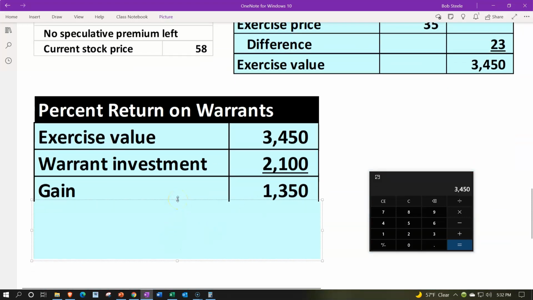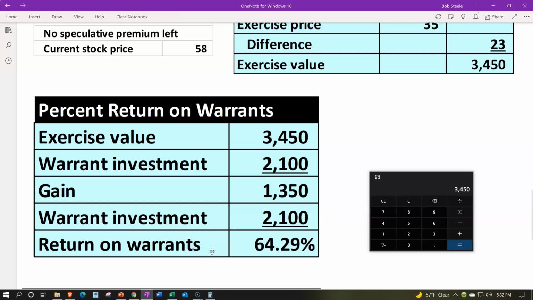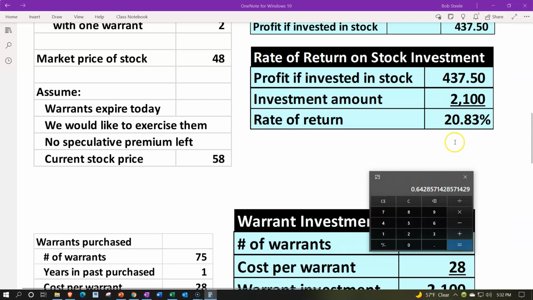And then we can do the same kind of thing, comparing that to the warrant investment to get the percentage gain. So if we take that 1350 divided by the 2100, we get about 64.29%. And again, now we can see the 64.29 being substantially greater than the return if we were to invest that same amount in the stock and we had the same kind of increase in the stock price.